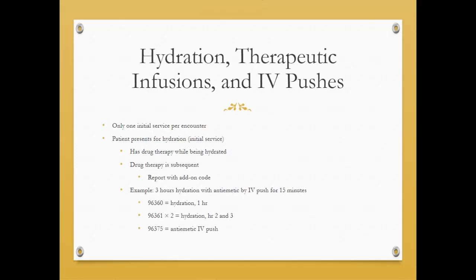So let's look at the example. 3 hours hydration with antiemetic by IV push for 15 minutes. So 96360 equals 1 hour of hydration. 96361 times 2, hydration hour 2 and 3. 96375 is the antiemetic, IV push. So that's how that is broken down. Watch the notes carefully as they are a good indicator of what will be billed together and what is bundled.